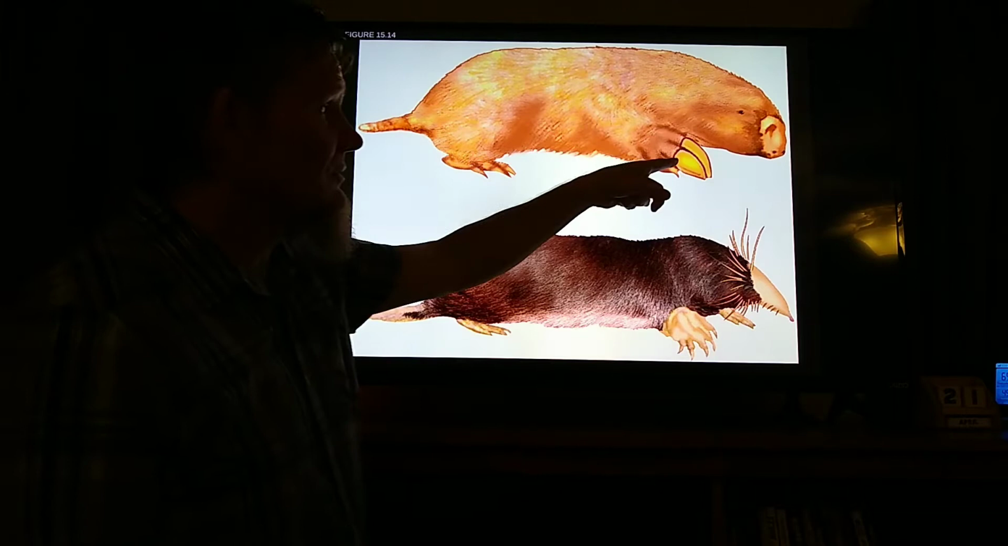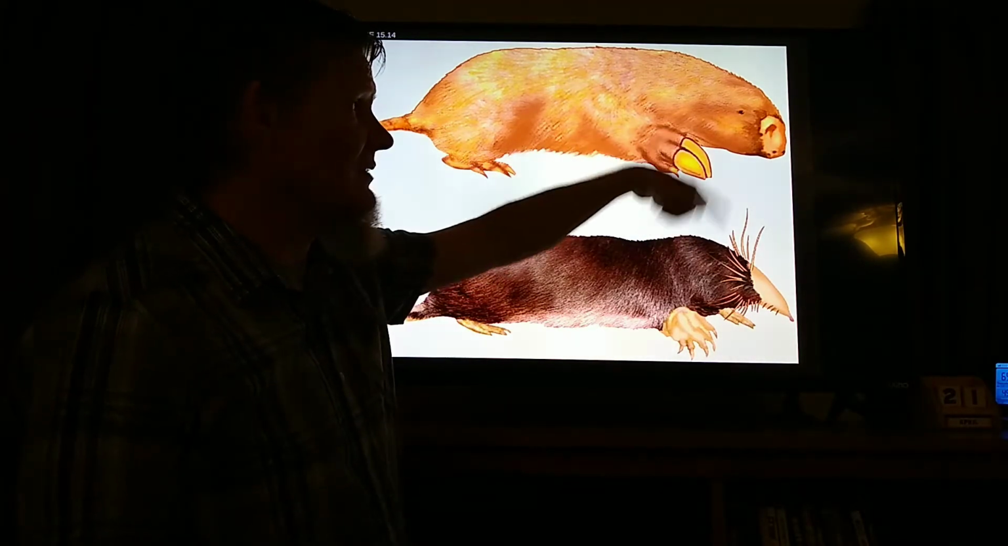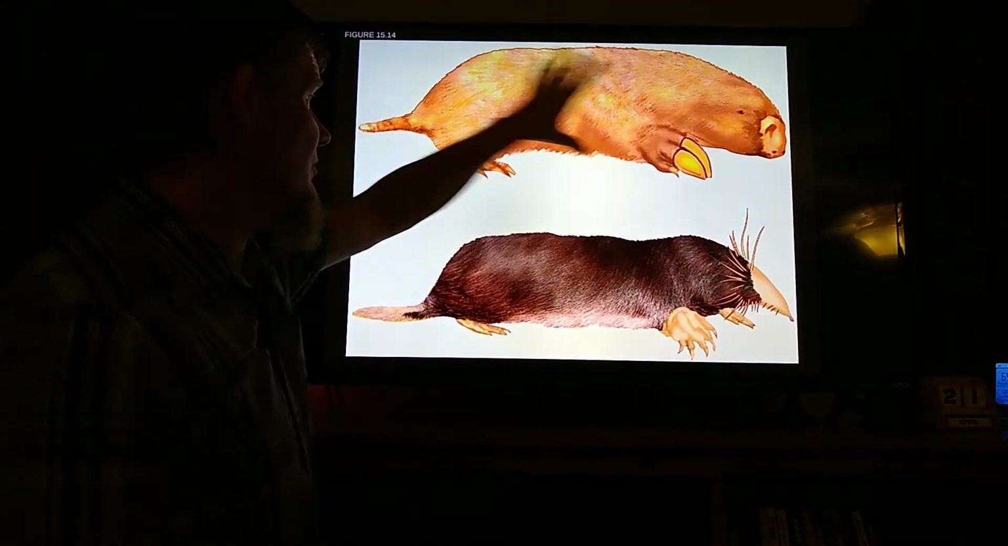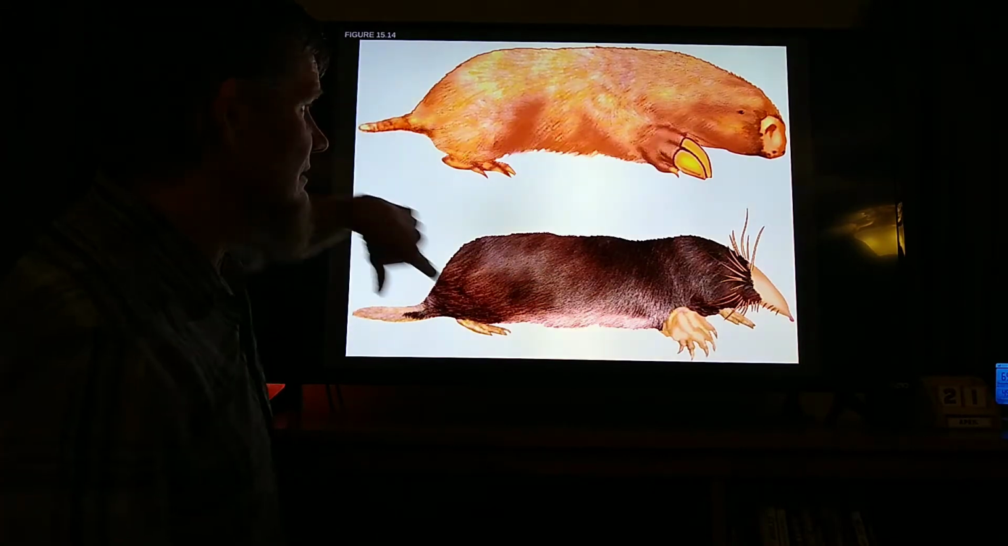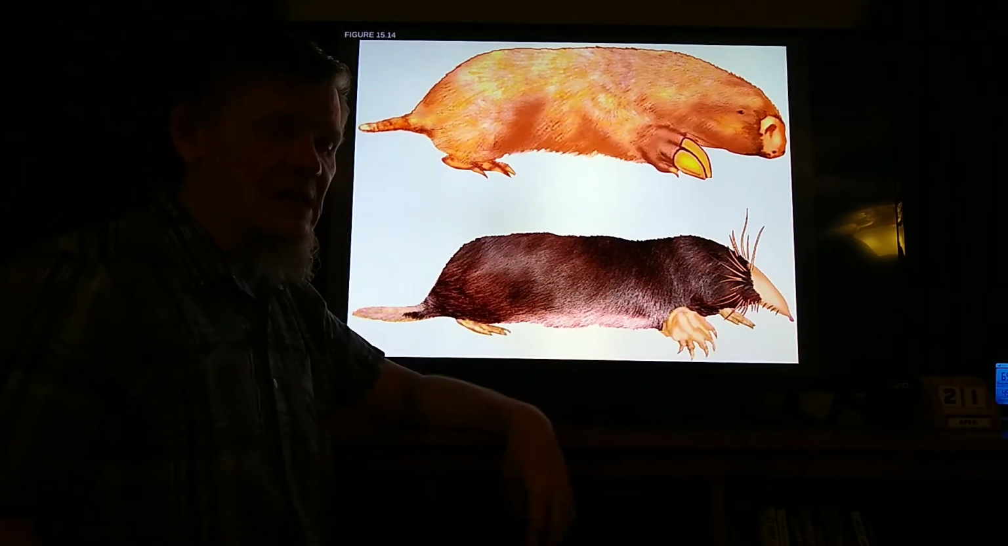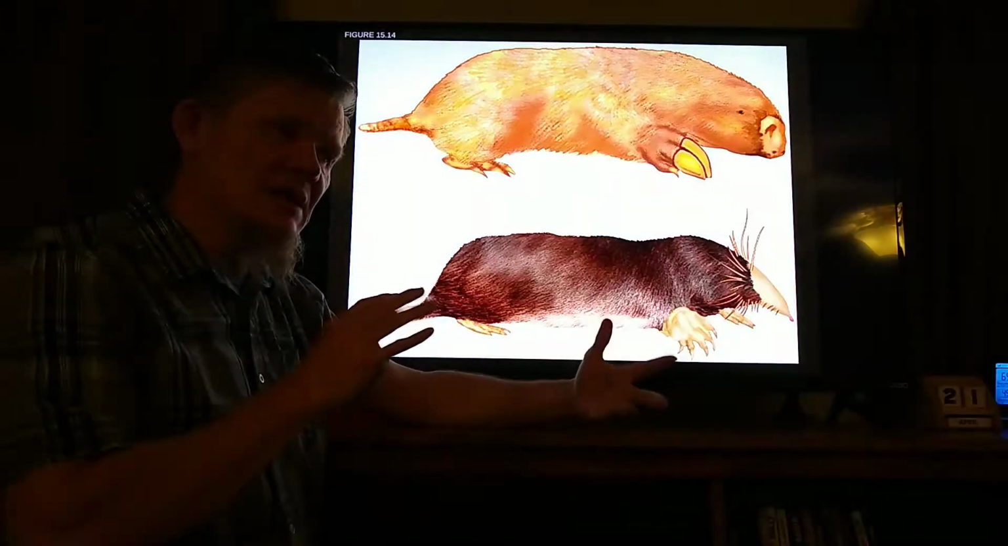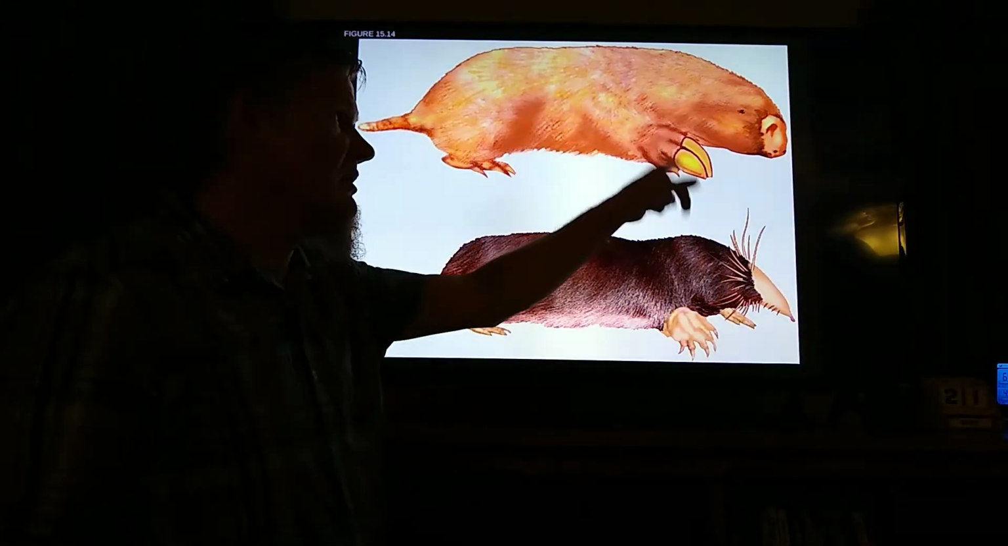Why do they have flat heads? Why do they have tiny eyes? Why do they have big claws? Why do they have long bodies? Why do they have short tails? Because they do the same job. If you do the same job, you're going to need the same tools. You're going to need big claws for digging in the earth.